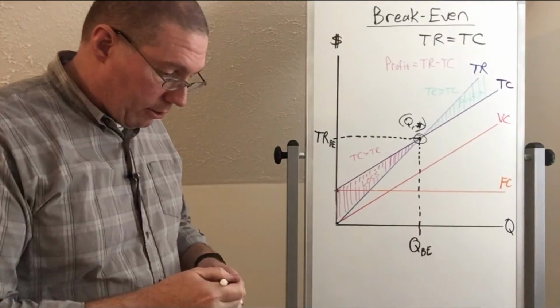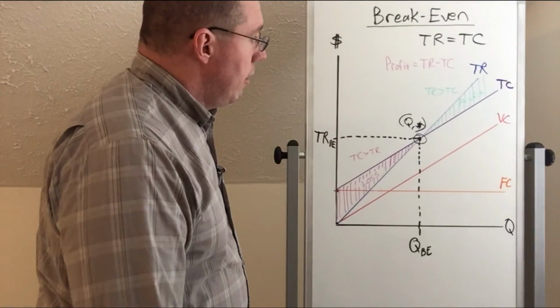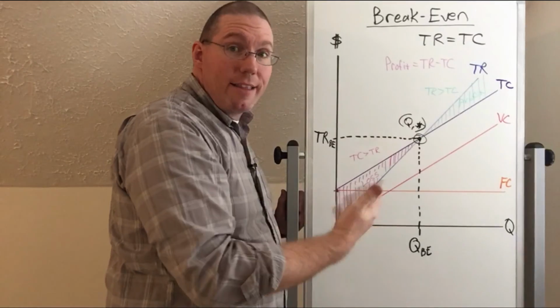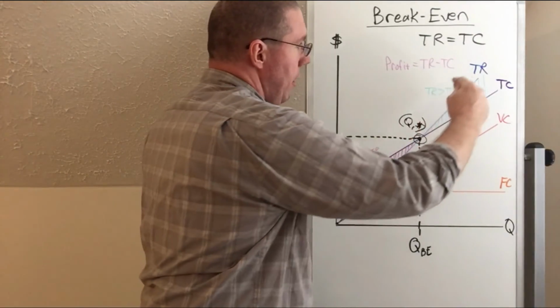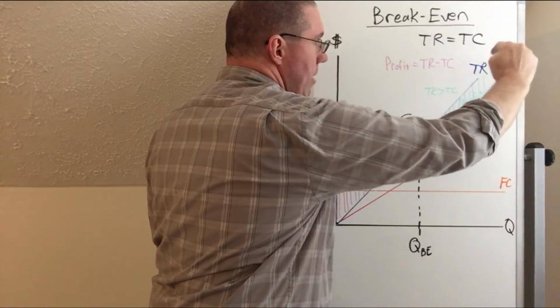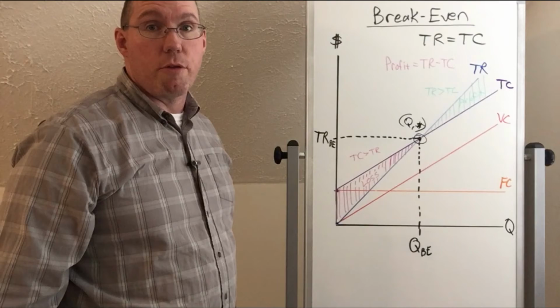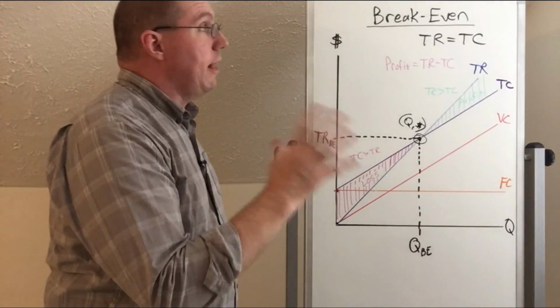Now, that's not entirely accurate. What we're going to see later in the semester is that the total revenue curve is actually not a straight line. It's actually a curve. The total revenue curve starts going up, and then eventually it peaks out, and then it goes downward sloping. So that's what we're going to see later in the semester.